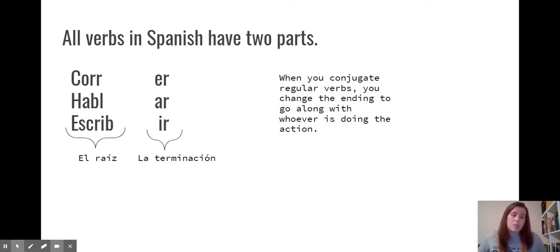If it's an AR verb, that's o, as, a, amos, áis, an. If it's an ER verb, that's o, es, e, emos, éis, en. And if it's an IR verb, it's o, es, e, imos, ís, en.